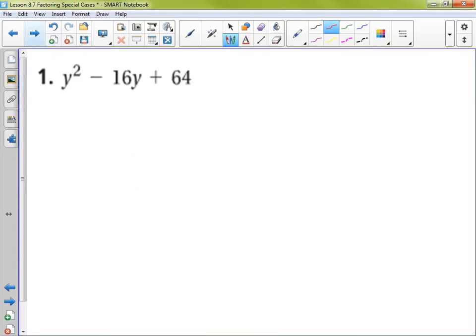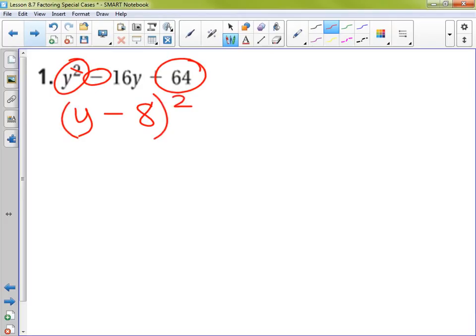Here it is. The first one is y squared minus 16y plus 64. This is a special case. So you're going to factor by taking the square root of the first term, y, and taking the square root of the last term. The square root of 64 is 8. And because you've got a minus in here, it's minus. That's the answer. Now how did I know that? I know that because the square root of 64 is 8, and 8 times y is 8y, doubled is 16y.